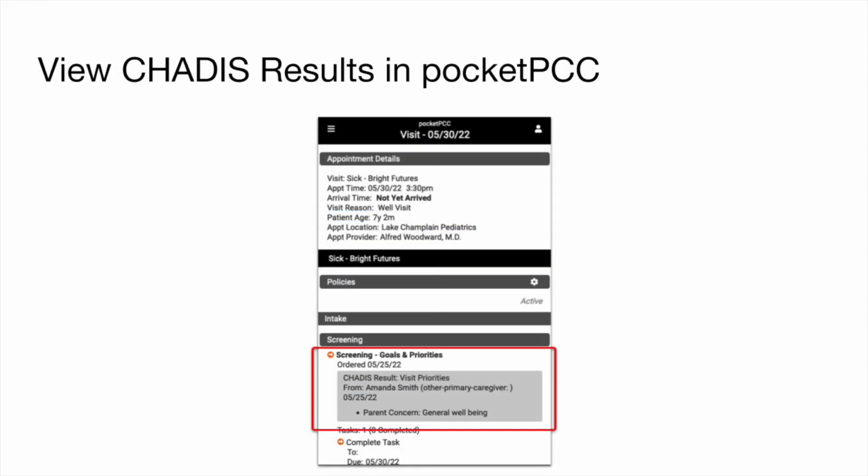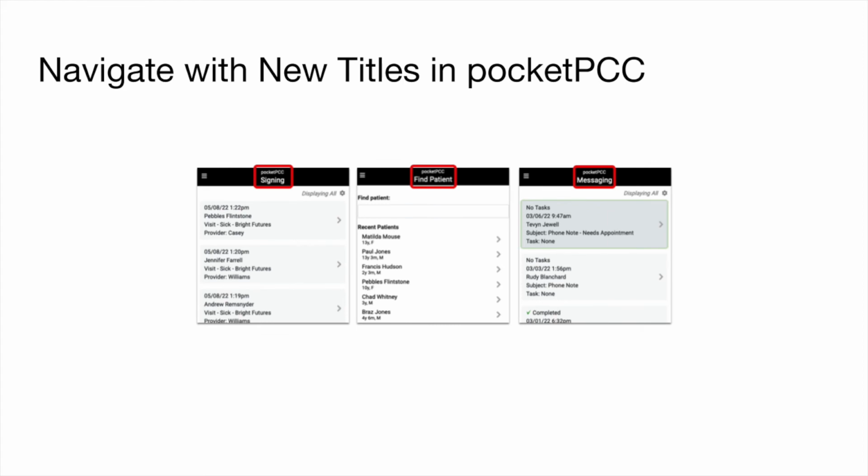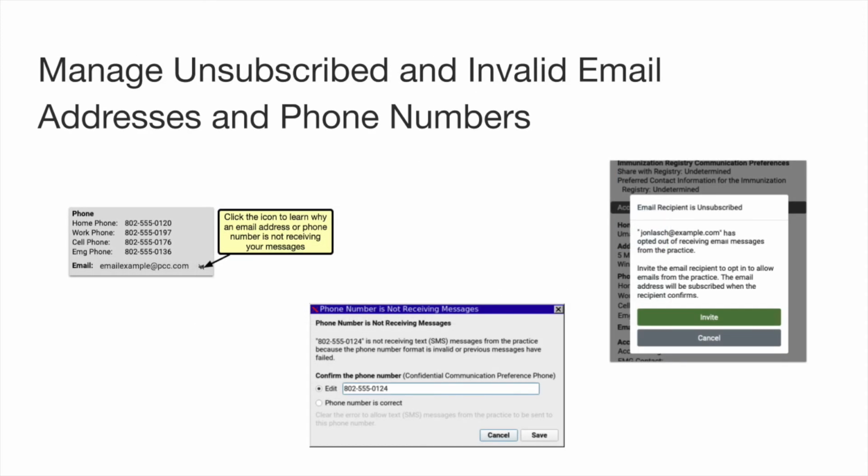Do you need to see a patient's CHADIS screening results in pocketPCC? You can do that in PCC 9.4. You can tell at a glance in pocketPCC when an appointment was missed or canceled. And PCC 9.4 makes all of pocketPCC's screens a bit easier to navigate with new titles. One last big communication update.